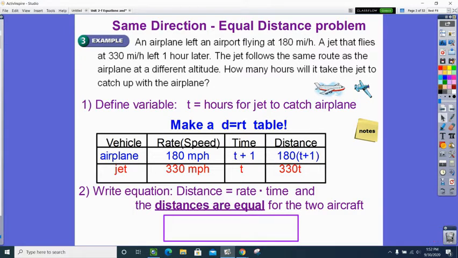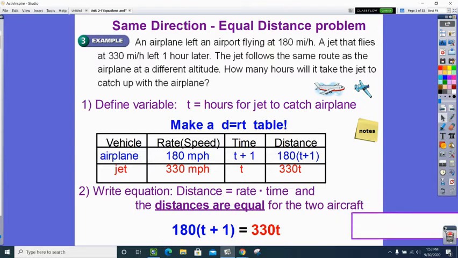Now we need to ask ourselves, look at the distance. Did these two planes, the plane and the jet, fly the same distance? So they left at the same airport and the jet caught up. Did they fly the same distance? And the answer is yes. So what do we do with their distances? We set them equal, and voila, there is our equation.